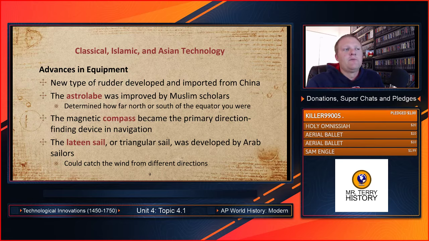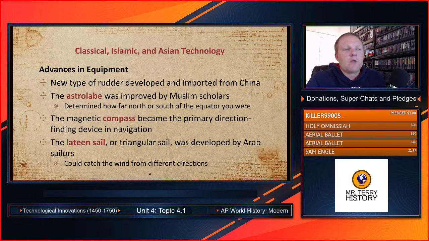Now the magnetic compass became probably the most important navigational device, and that came out of China and became the primary direction-finding device. When that comes over into the Islamic world and the European world, that was a huge step forward for navigation, especially when going out into open seas, when you want to cut corners and find the straightest line of travel. It allows you to get away from the coast and still be able to navigate that way.